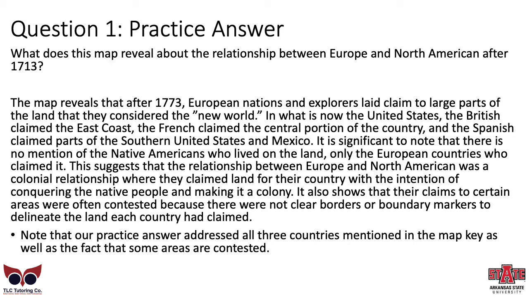This suggests that the relationship between Europe and North America was a colonial relationship, where they claimed land for their country with the intention of conquering the native people and making it a colony. It also shows that their claims to certain areas were often contested because there were not clear borders or boundary markers to delineate the land each country had claimed. Note that our practice answer addressed all 3 countries mentioned in the map key, as well as the fact that some areas are contested.